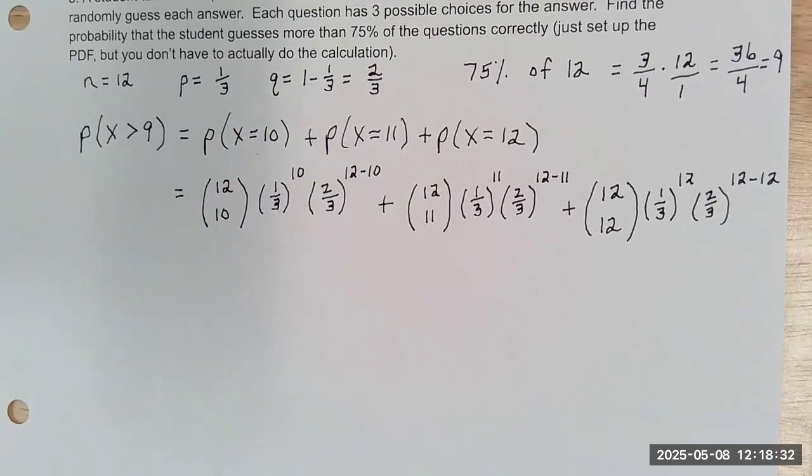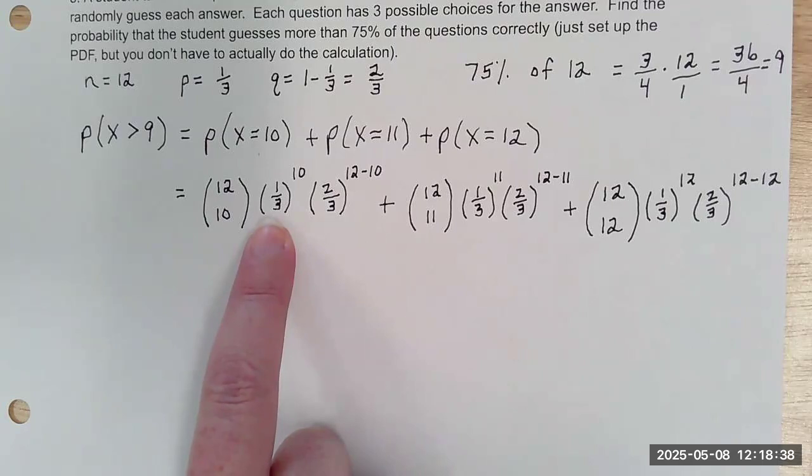Okay. In terms of you using the table, we can't on this one because our probability of a success, 1/3, isn't one of the choices on her table, but I'll show you one in a few minutes where we can use the table.